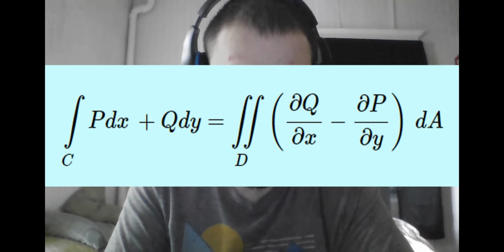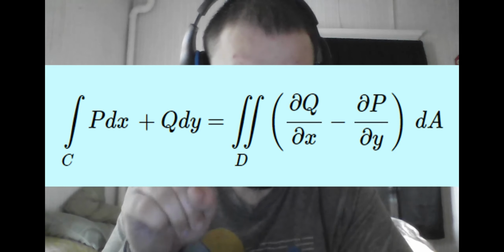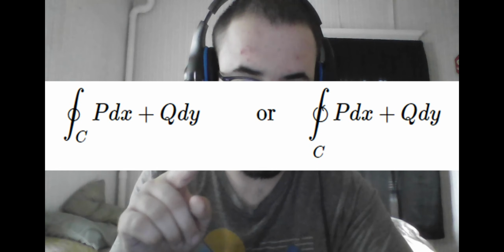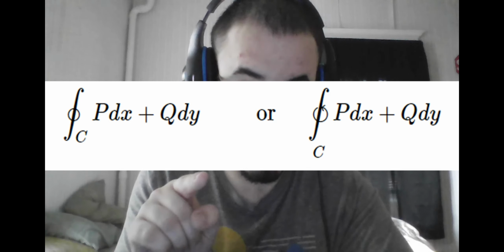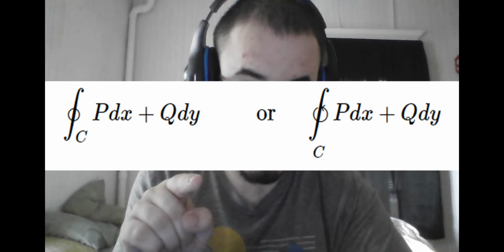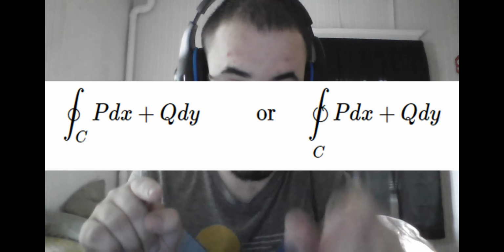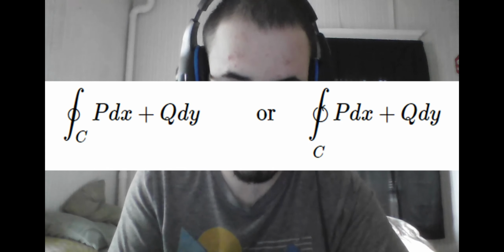There is actually a special symbol for line integrals that satisfy Green's theorem, which is like a normal line integral, except there is a circle intersecting the middle of the integral symbol. And sometimes you will see the circle written as a loop like this with the arrow on the end, but it means the same thing.